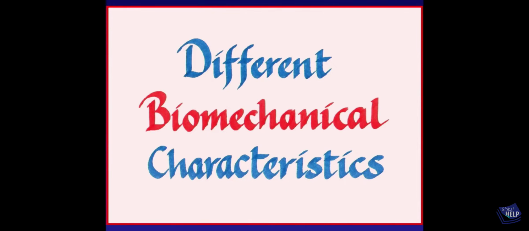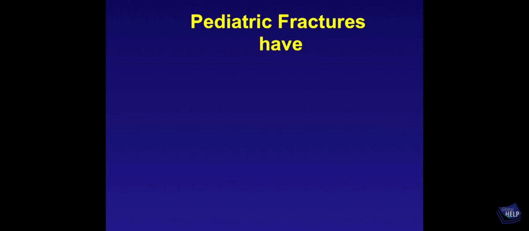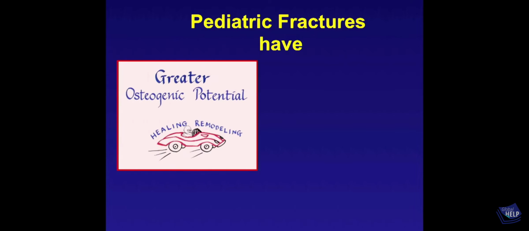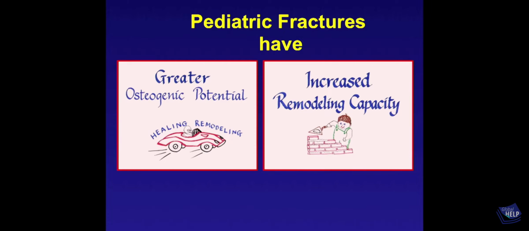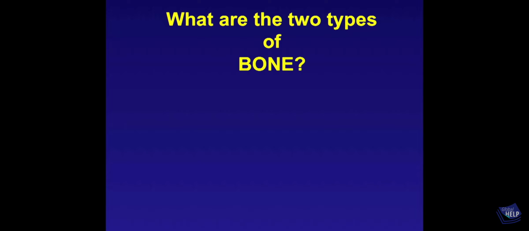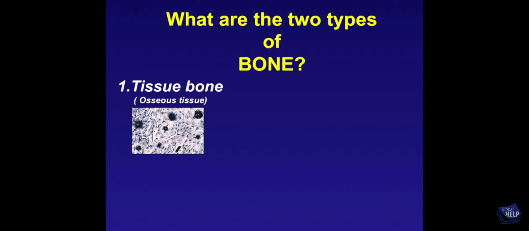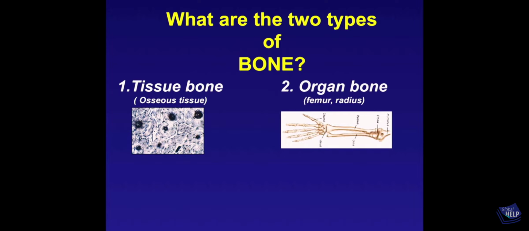And because of that, the bone structure has different biomechanical characteristics. Pediatric fractures have greater osteogenic potential, they heal better and quicker, and we have increased remodeling capacity, which we'll see later in this lecture. It really helps us in our treatment of these, as long as you understand the basic principles of that. So, now we have two types of bone: the tissue bone and the organ bone.